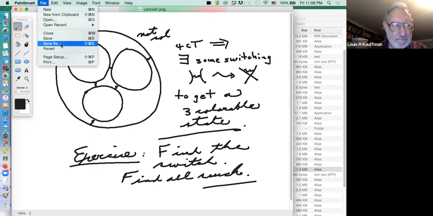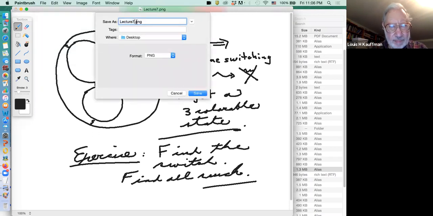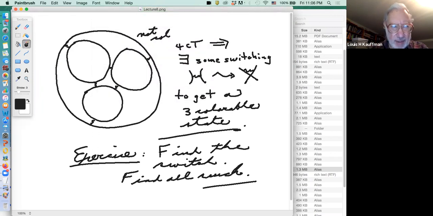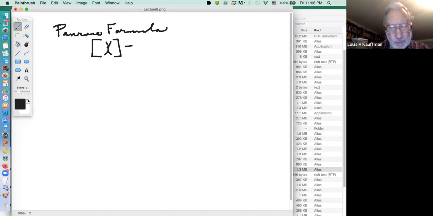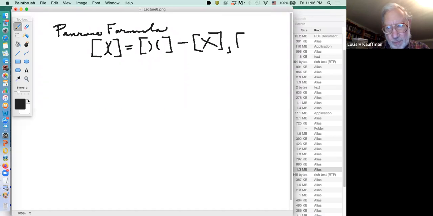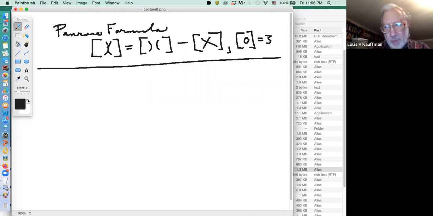Now we're going to head back in the direction of knot theory. Penrose formula looks like this. Right? With a loop value of 3.